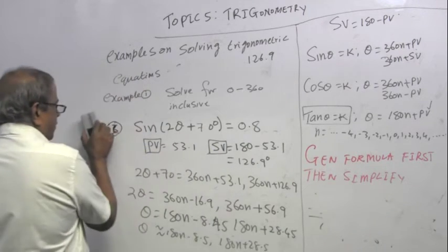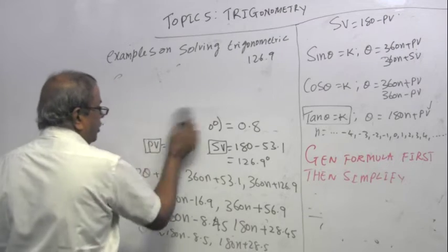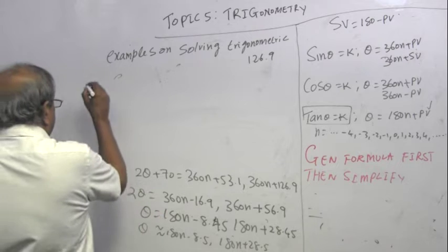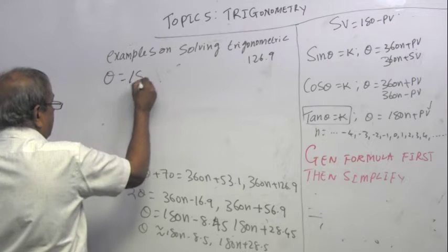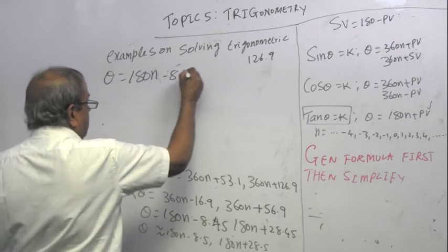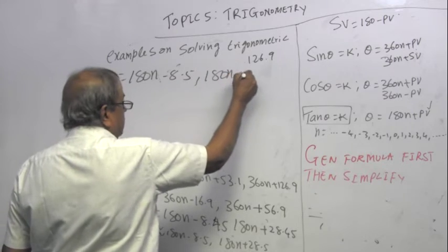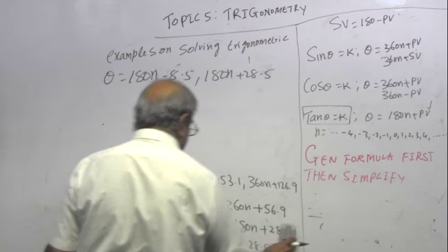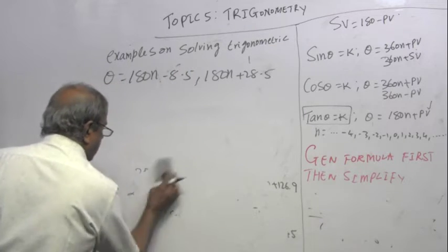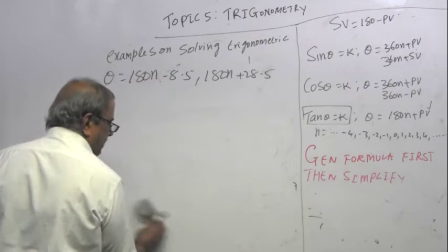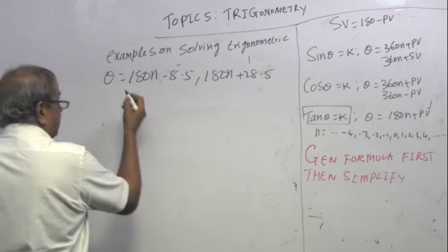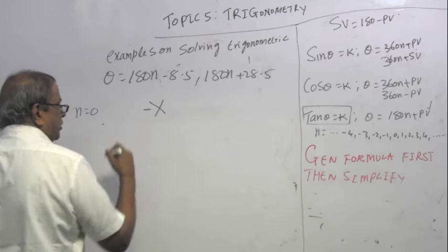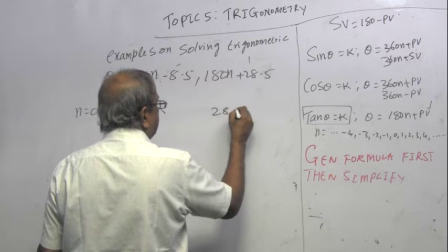Can I rub this off so that you can see more of what I'm doing? What happens when you put n as 0? Let me write the values here: 180n minus 8.5, 180n plus 28.5. Very good. So I can rub off all these. I want to show you how to list the values. I want 0 to 360, so put n as 0. That is negative, don't even bother writing. 28.5.